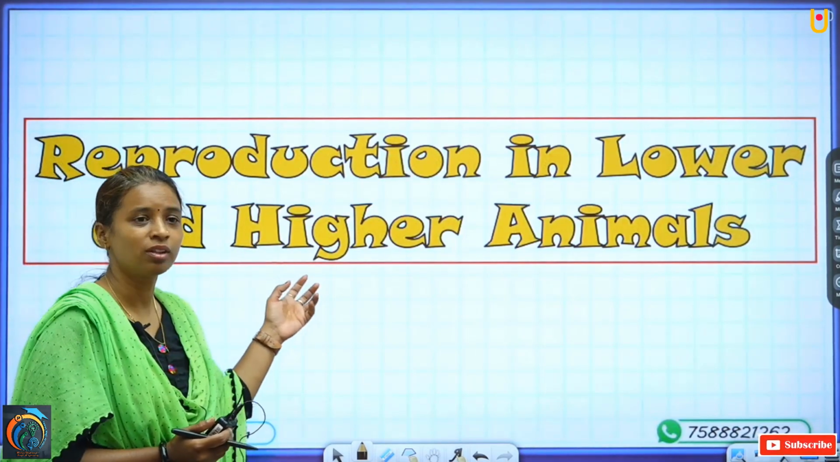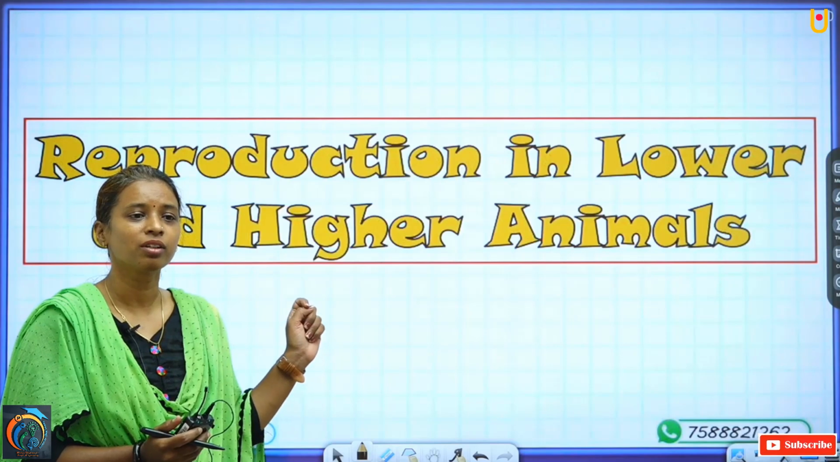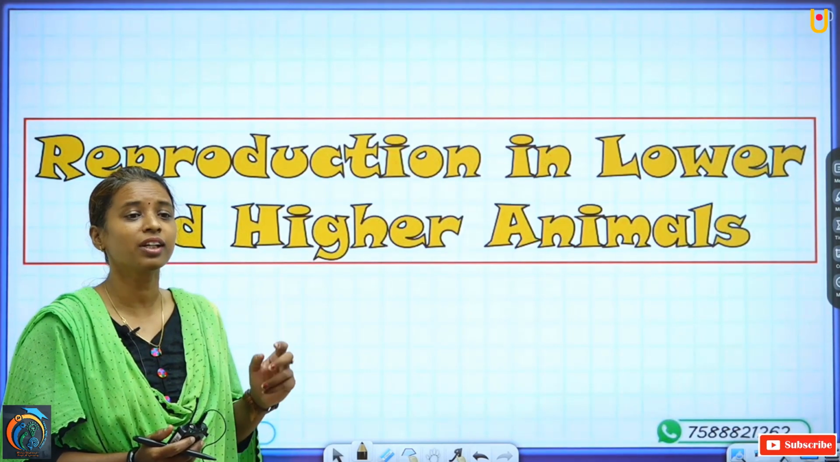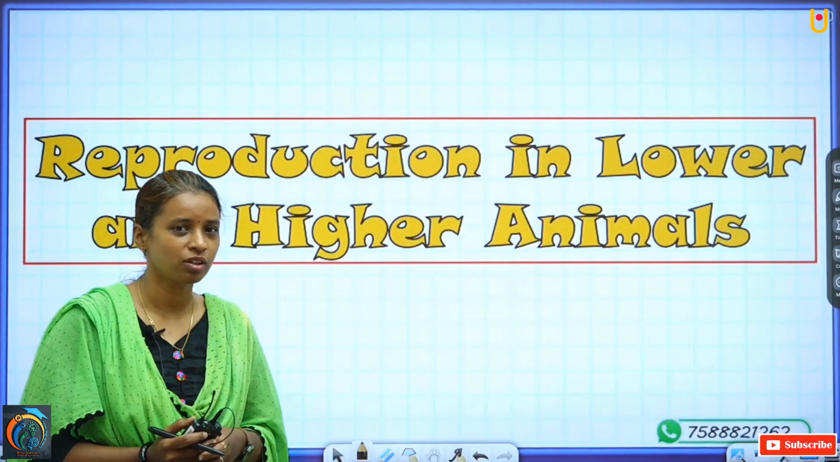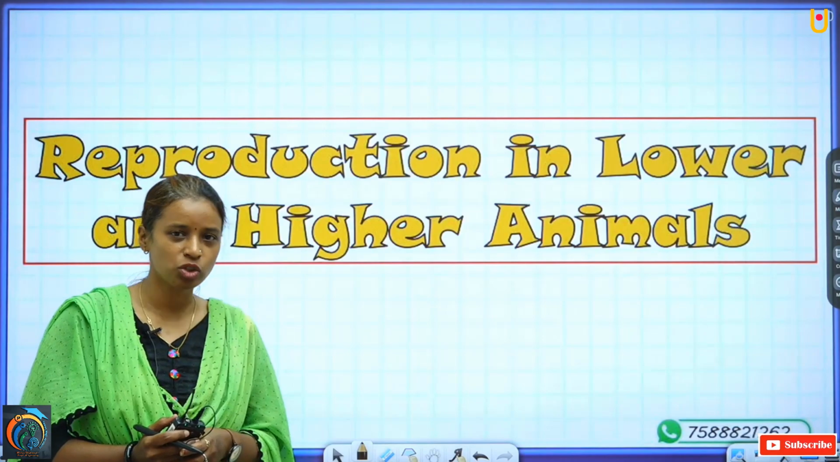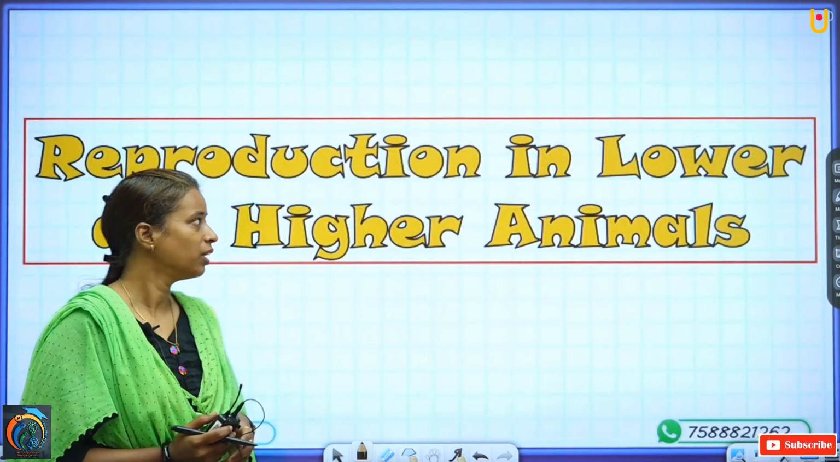Today, again we are discussing reproduction in lower and higher animals. From this chapter, we have completed asexual reproduction. We have seen that there are two types of reproduction. First one is asexual and second one is sexual type of reproduction.